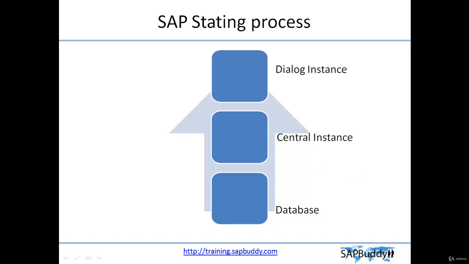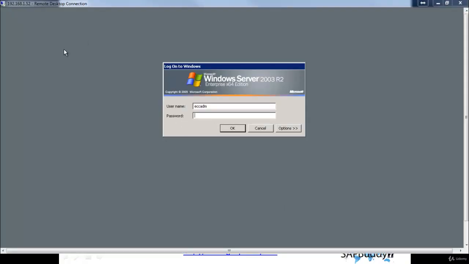Let's connect to our presently running SAP system and see how the SAP console looks like first. Using remote desktop, we are connecting to our SAP system ECC. You can see the user ID which we are using is ECCADM. This is the user ID I was talking about, the SIDADM. This is the standard user created during the installation of your SAP system.